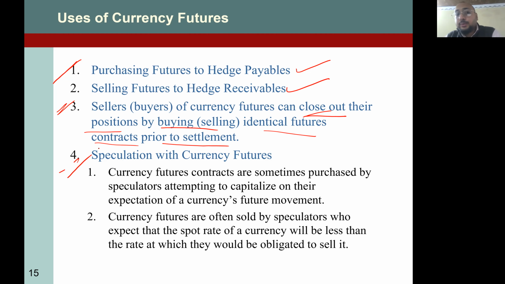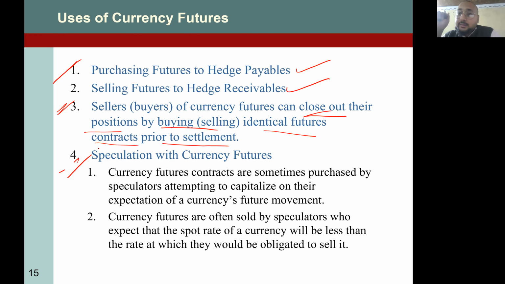Speculation can also be used in currency futures. If you expect that the foreign currency you are targeting, its price will go up, you buy a future contract. And if you expect that the currency you are targeting will have its price decreasing after some time, then you sell that currency future contract.